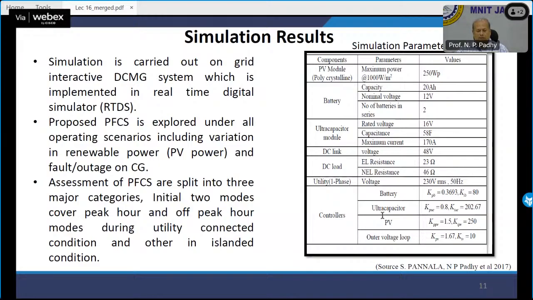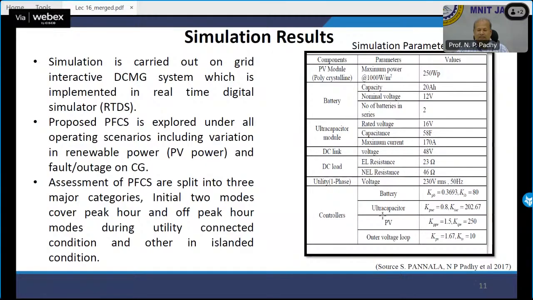DC link voltage 48. DC load we have taken actually 23 ohm and 46 ohm. Utility phase actually 230 volt RMS, 50 hertz, Indian grid only. And then controllers: we had battery parameters, ultracapacitor parameters, PV parameters, and outer voltage loop. All the parameters to start the first foundation test bed for your DC microgrid. I think you cannot get any material more than that. You just do it, it will work.